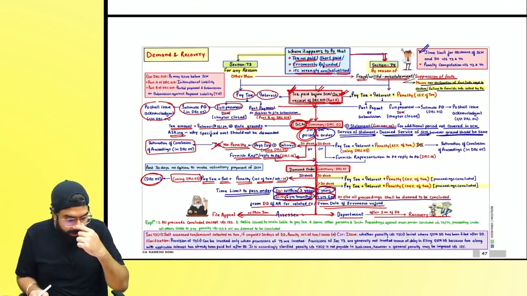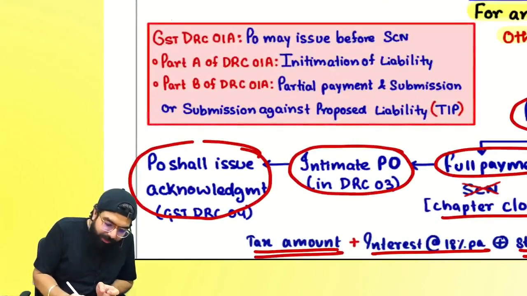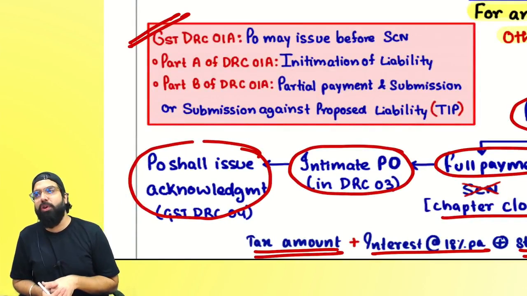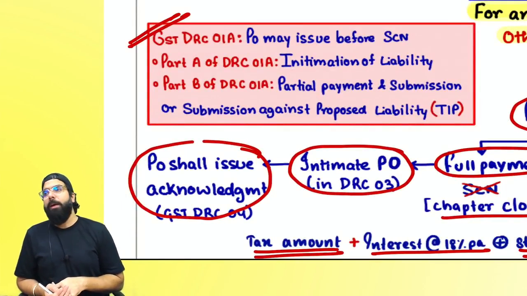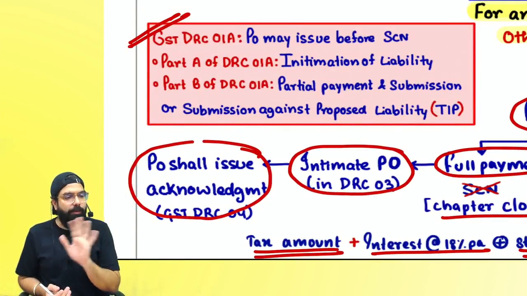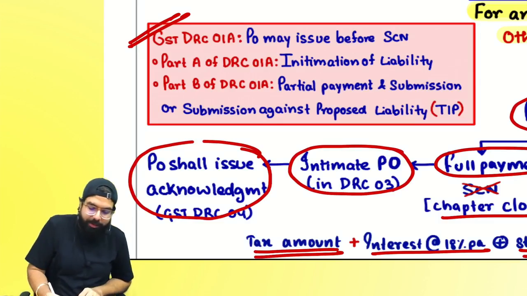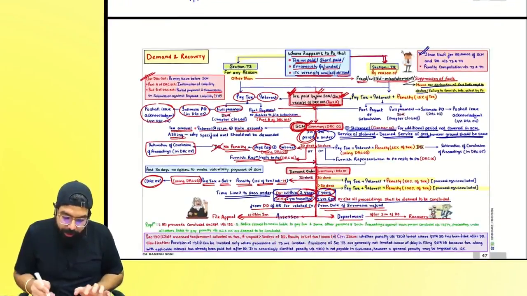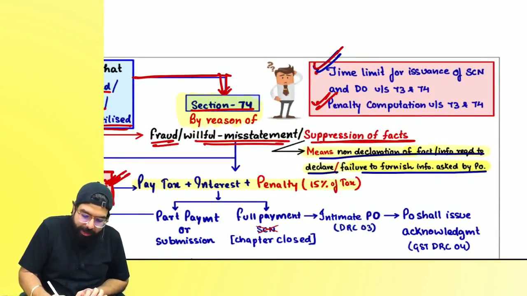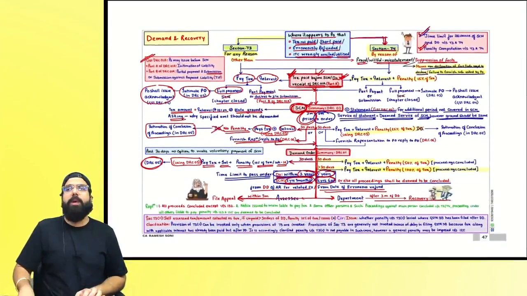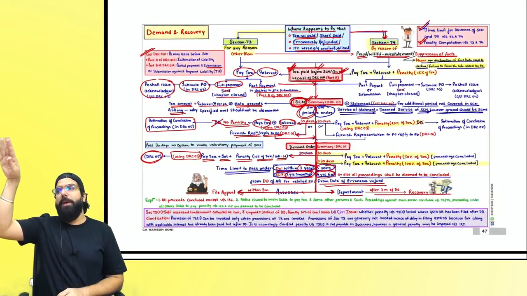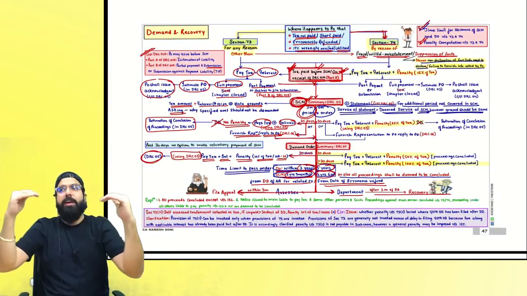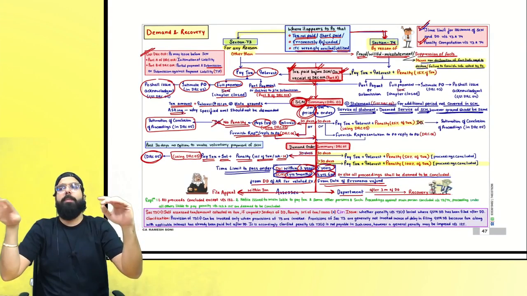Always remember one thing, I have explained the meaning of GST DRC-01A. In Part A, intimation is given to you. In Part B, you pay the partial amount and give the payment details, or if you want to say something, the submission is given over here, right everyone? Now, the time limit I have told you. The penalty I have also told you. What is the penalty, everyone? Before show cause notice, there is no penalty in 73. In 74 it is 15%. After show cause notice, in 73 there is no penalty.